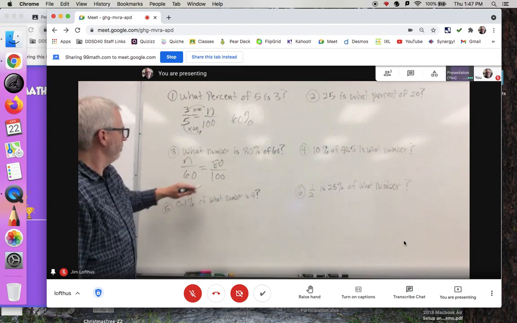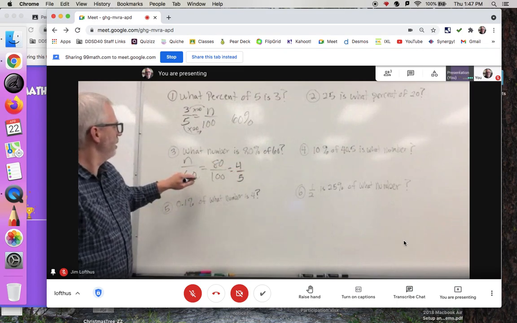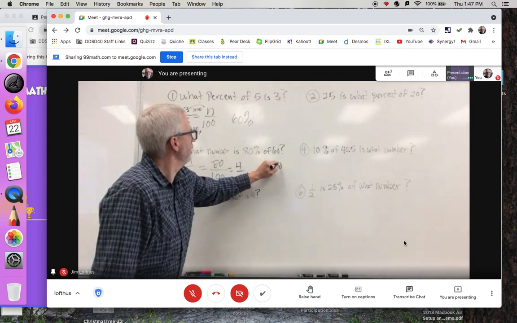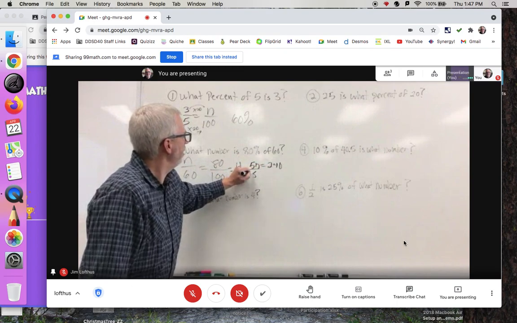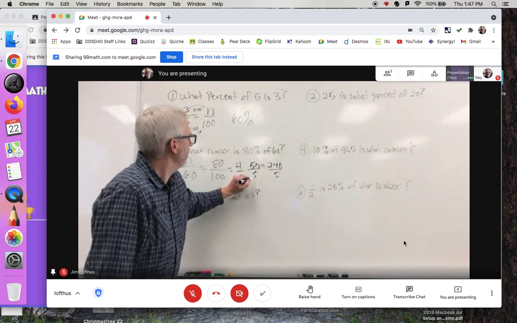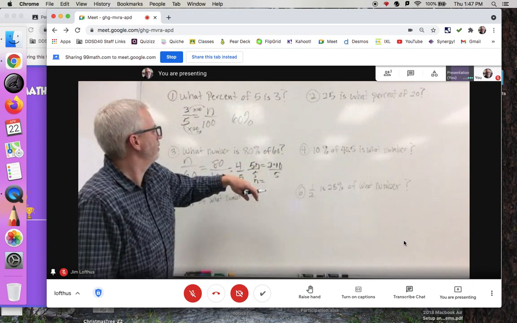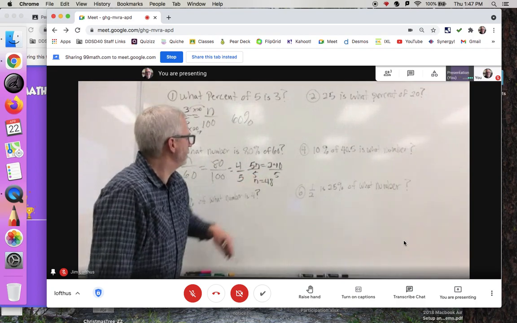So this one, we could simplify this to 4/5. Cross multiply. 4 times 60 is 240. 5 times n. I divide by 5. And n goes in there 4 times, 4 left over, so that would be 48.